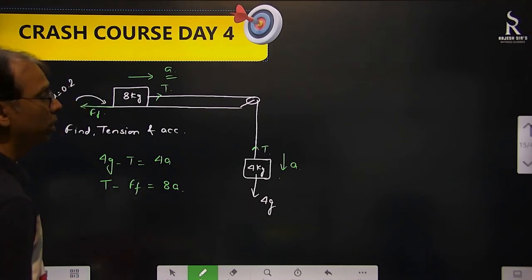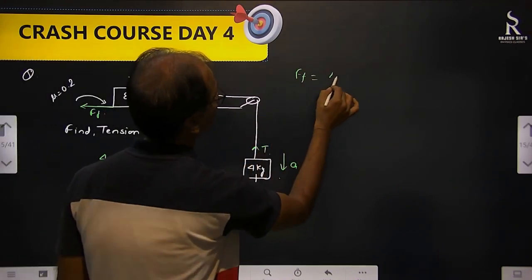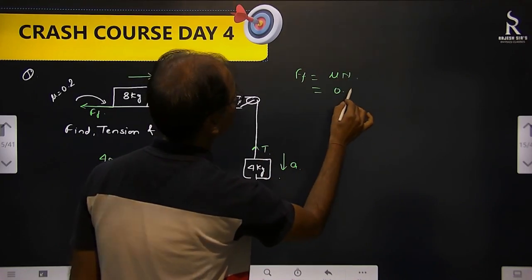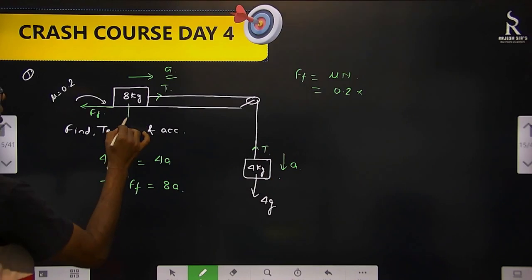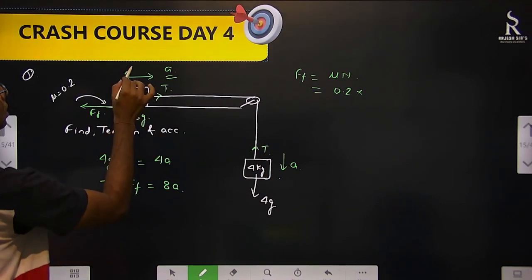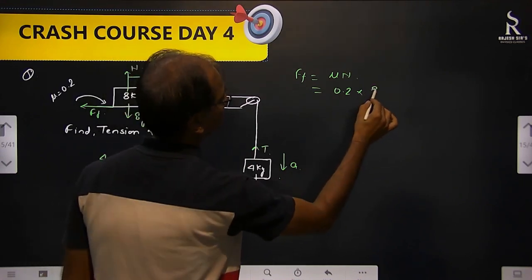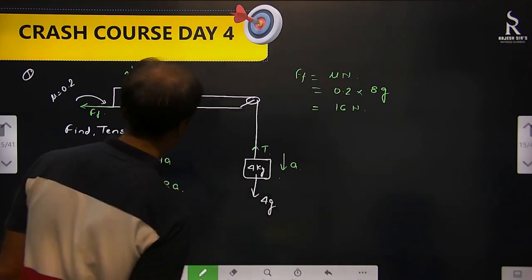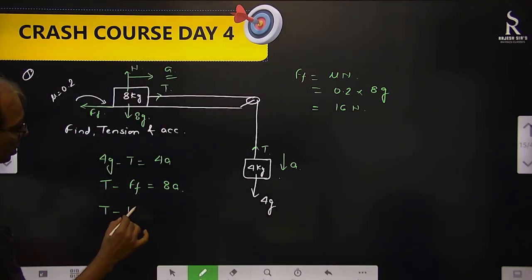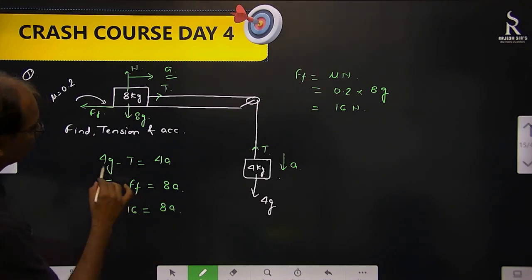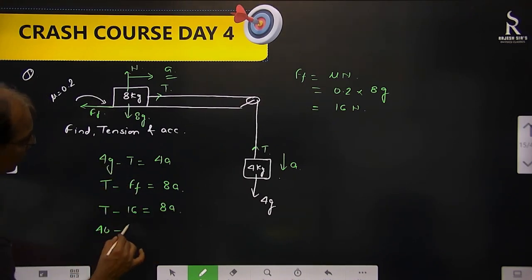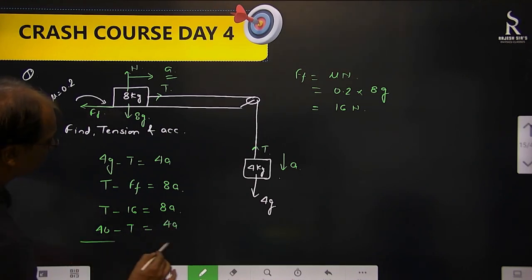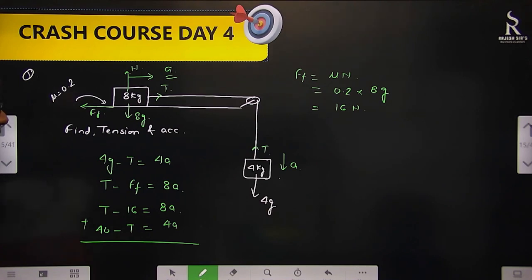How much friction? Kinetic, if it's moving, no doubt. So kinetic friction again mu N. So force of friction is mu N. Mu is 0.2 and N value, as I can see over here, this is 8g and this is N. Okay, so 8g, how much is it? 16. So here it becomes T minus 16 equals 8a, and this equation is 40 minus T equals 4a. Add them. Tension gets cancelled. So it's 40 minus 16, that is 24, equals 12a. So acceleration comes out to be 2.